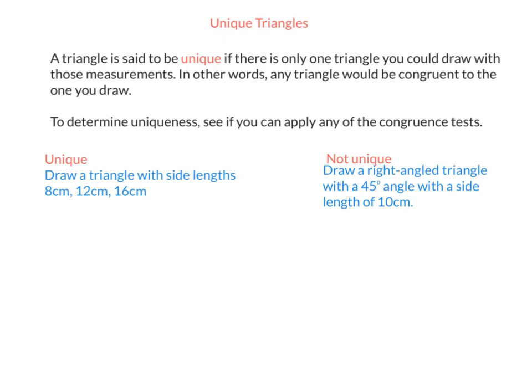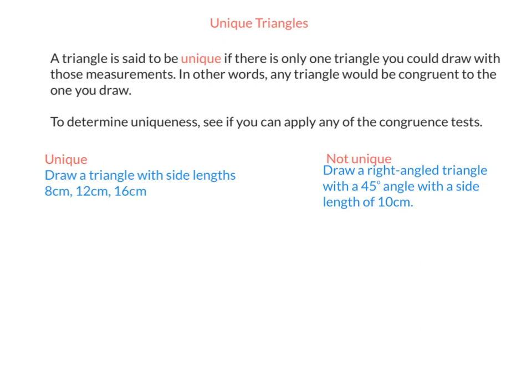Any other triangle you would draw would be congruent to the first one. So to determine whether or not a triangle is unique, you just apply any of the congruence tests. Okay, probably doesn't make a lot of sense. What do I mean here? So let's say I'm asked to draw a triangle with side lengths 8, 12, and 16 centimeters. That triangle would be unique. It would be unique because of SSS, the SSS test.